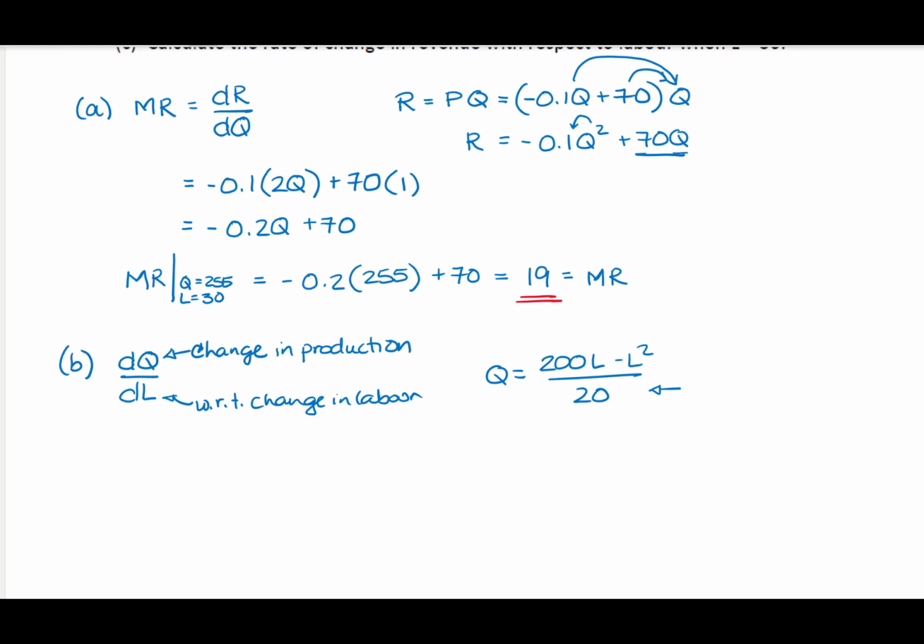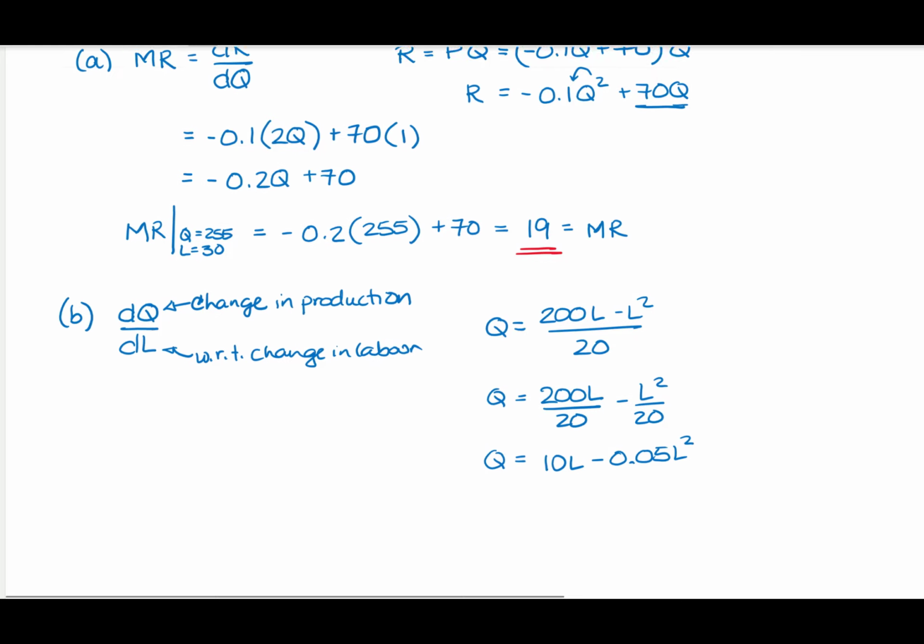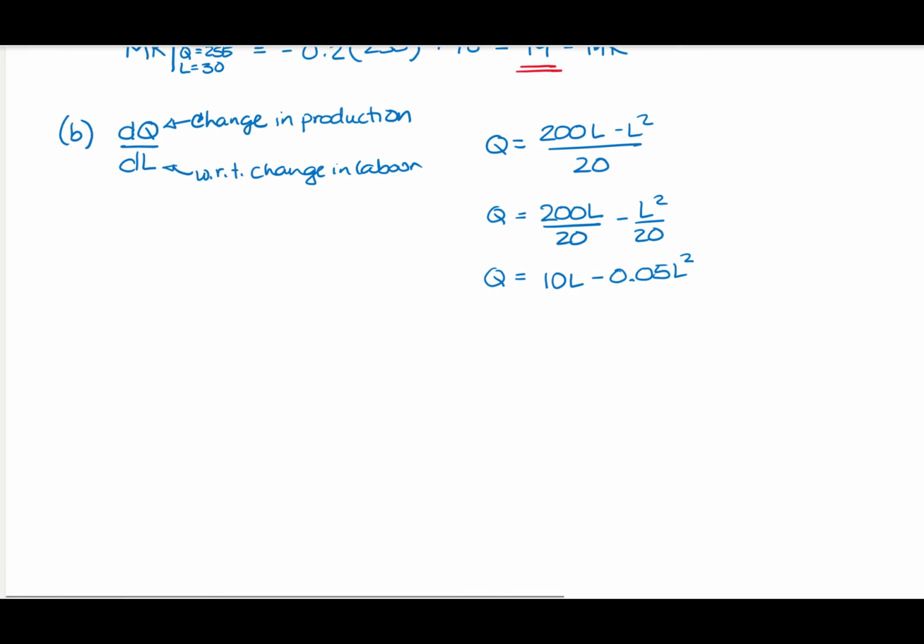It's just one term, so I like to split it up. I like to split up my function so that I can get rid of that common denominator. So I'm going to write it as 200L divided by 20 minus L squared divided by 20, which is going to give me 10L minus 0.05L squared. So that is the same production function, just written in a way that's going to be a little bit easier, at least for me, to do the derivatives of.